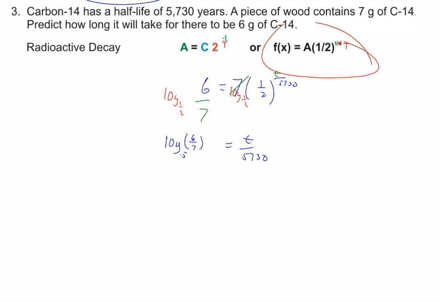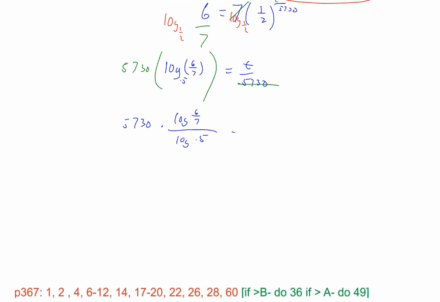Now move the 5,730. That's not hard, right? Things on the bottom go to the top. You're just multiplying both sides by 5,730 times that. How in the world do we do log 6/7 in base 0.5? We use the change of base formula, right? So 5,730 times the common log of 6/7 divided by the common log of 0.5. I'll write it out. 5,730 times the log of 6/7, that's the top, and the common log of 0.5 is the bottom. Change of base formula. Top thing is 6/7, the bottom thing is 0.5. That's all going to equal t.